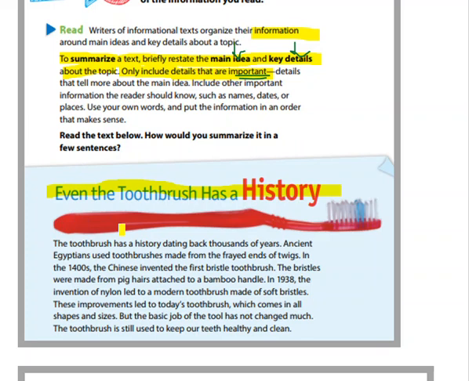The toothbrush has a history dating back thousands of years. Ancient Egyptians used toothbrushes made from the frayed ends of twigs. In the 1400s, the Chinese invented the first bristled toothbrush. The bristles were made from pig hairs attached to a bamboo handle. In 1938, the invention of the nylon led to a modern toothbrush made of soft bristles. These improvements led to today's toothbrush, which comes in all shapes and sizes. But the basic job of the tool has not changed much. The toothbrush is still used to keep our teeth healthy and clean.